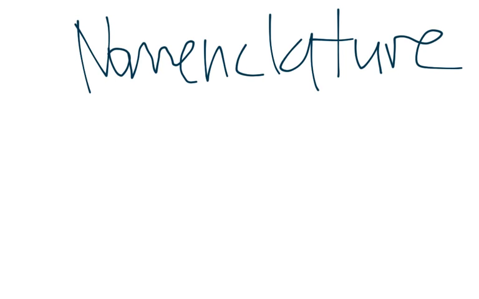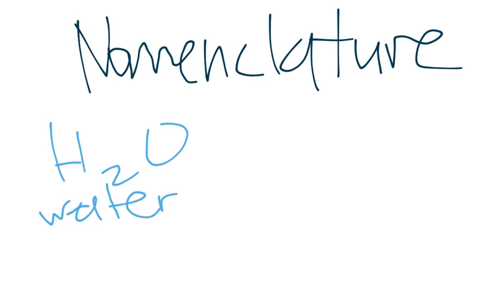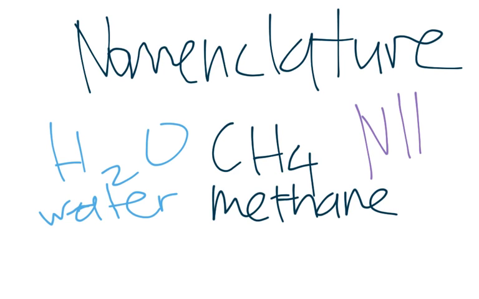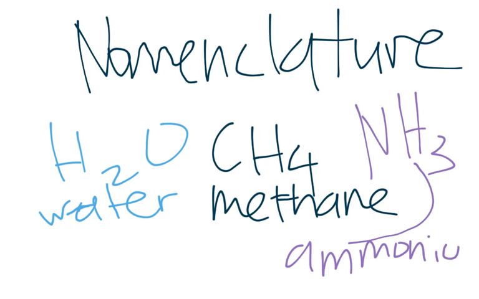Some chemicals have a special name that you simply have to memorize. For example, H2O will be water. Nothing special there, it's just a unique name. CH4 will be methane, and NH3 is ammonia. So memorizing these three will lead you far in chemistry. So now let's look at the naming system.